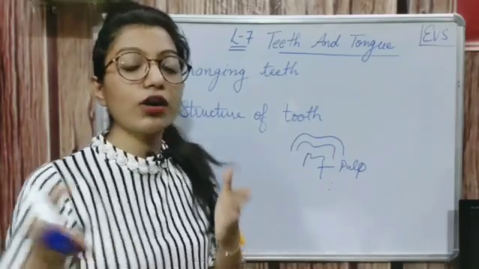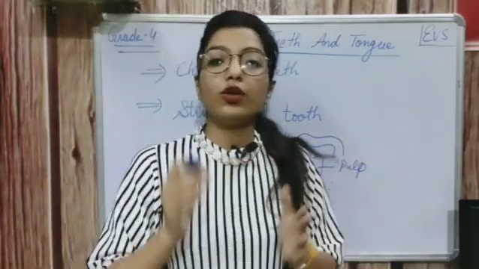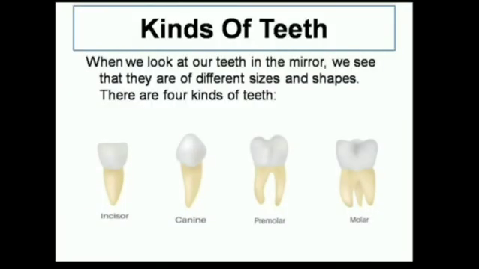Now we are continuing the chapter. Now have a look on that. Yes students, so there are basically different kinds of teeth in our mouth. When we look at our teeth in the mirror, we see that they are of different sizes and shapes. There are 4 kinds of teeth.